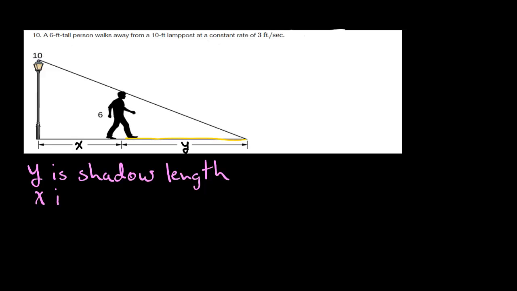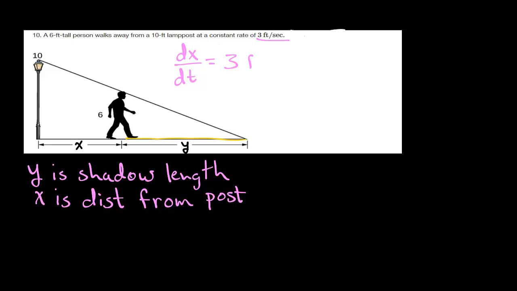And X is his distance from the pole, from the light post. Okay, so those are the two things that we have here. Now, we're given that he is moving away from that post at 3 feet per second. So a 6 foot tall person walks away from a 10-foot lamp post at a constant rate. So this is what we're given: dx/dt is equal to 3 feet per second.